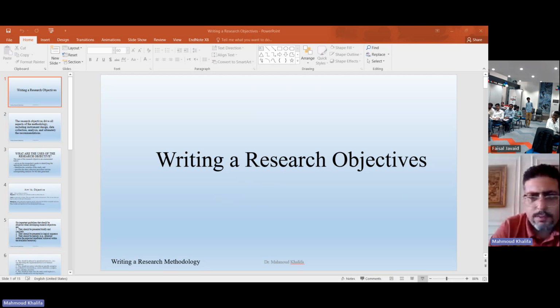Writing research objectives. The research objectives drive all aspects of the methodology. So all objectives reflect the methodology you are going to address in your thesis or your research, including instrument design, data collection, analysis, and the recommendation.